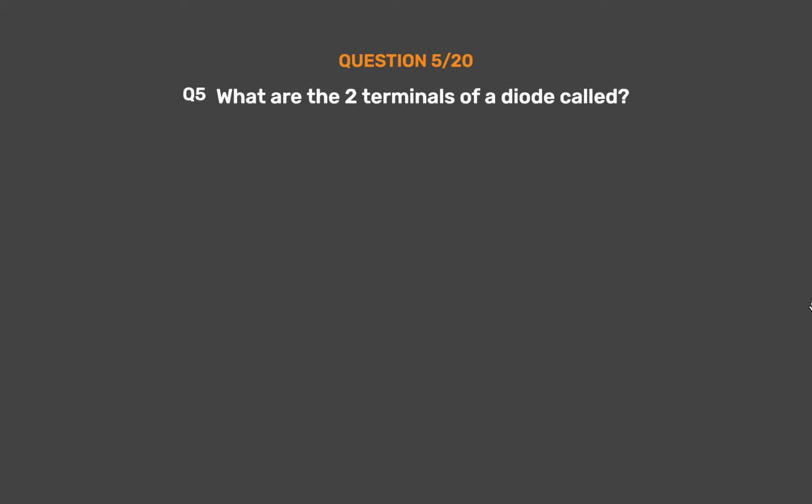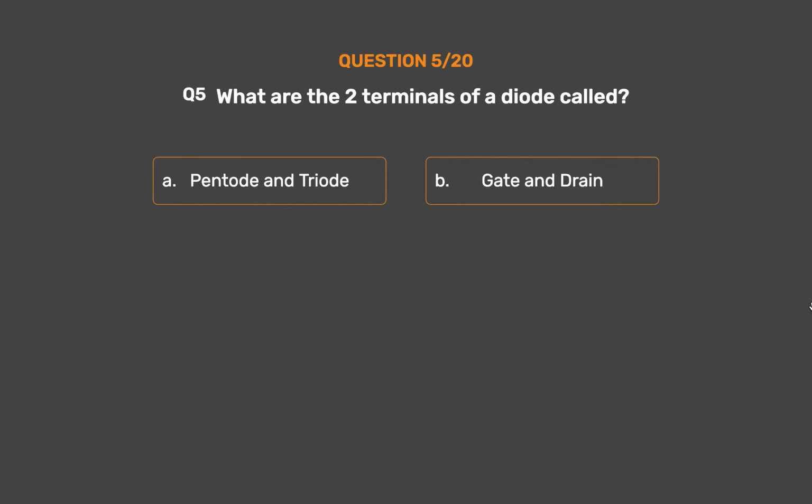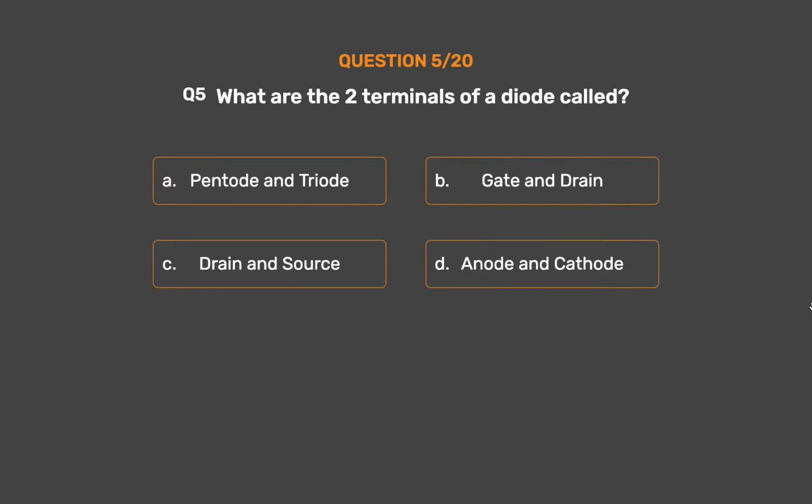Question number 5. What are the two terminals of a diode called? Option A. Pentode and triode. Option B. Gate and drain. Option C. Drain and source. Option D. Anode and cathode.